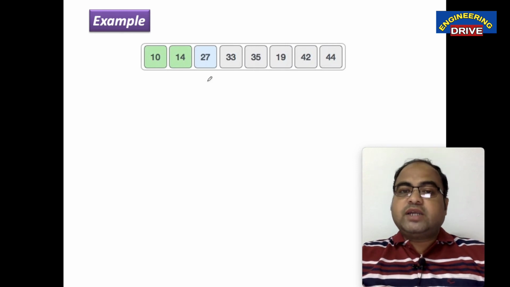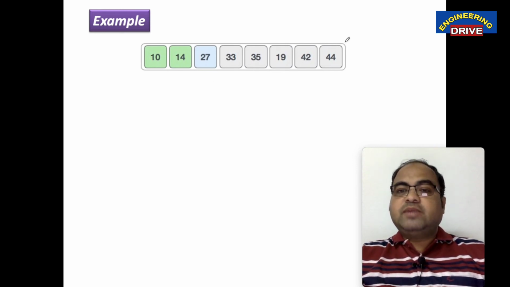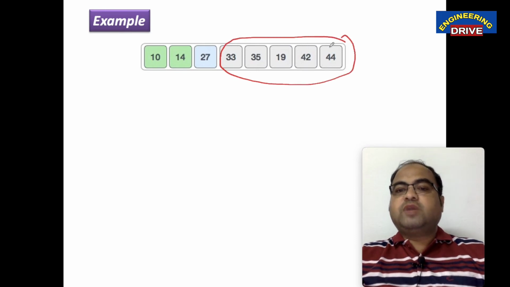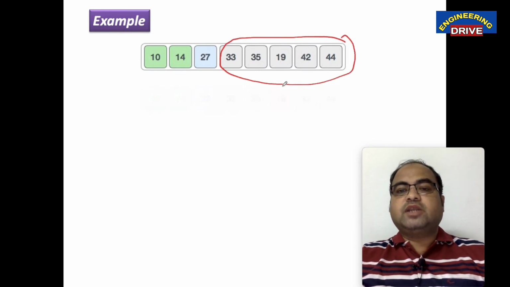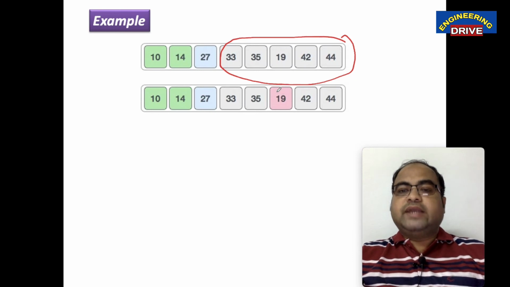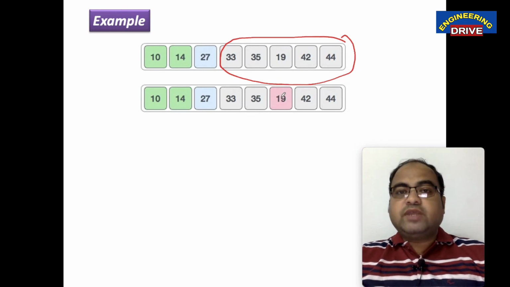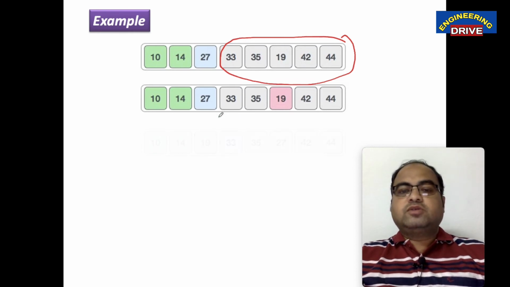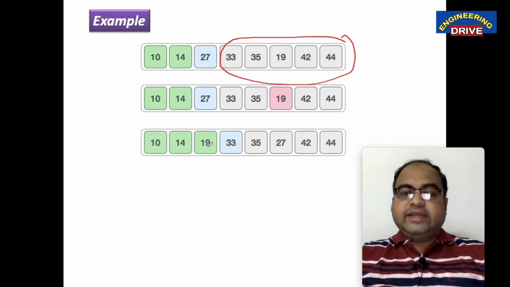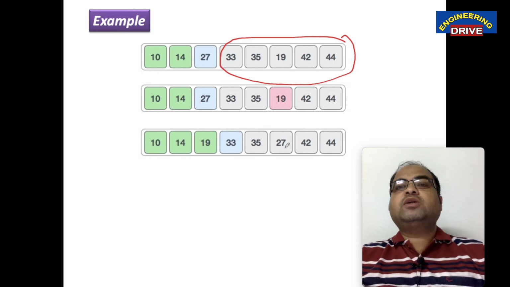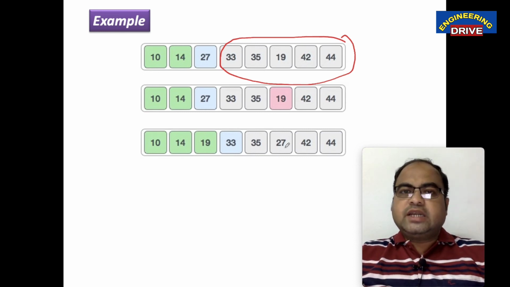Now after this, what do I need to do? Which is the smallest element in this unsorted array? This is our unsorted array now. Which is the smallest element? 19 is the smallest element. So 19 selected. Now next, swap this 19 with the 27. So what will we get? 19, and in 19's place we got 27. Is it right? Clear? Simple.